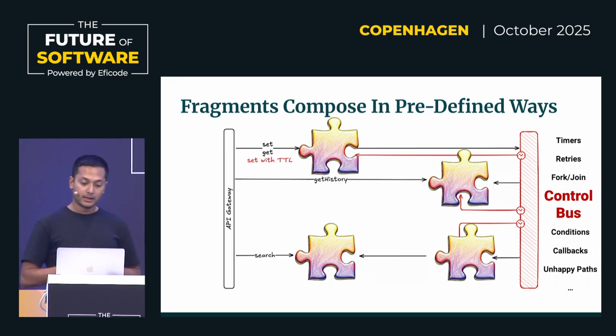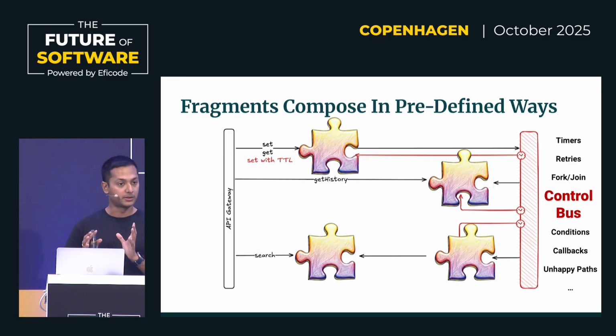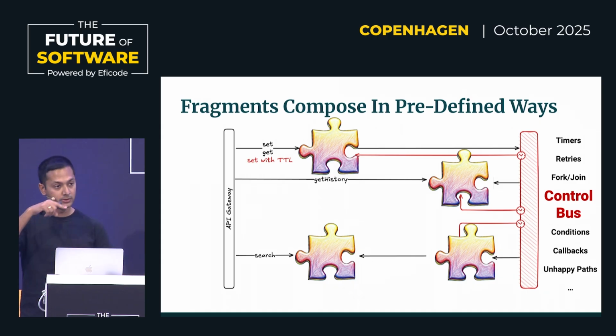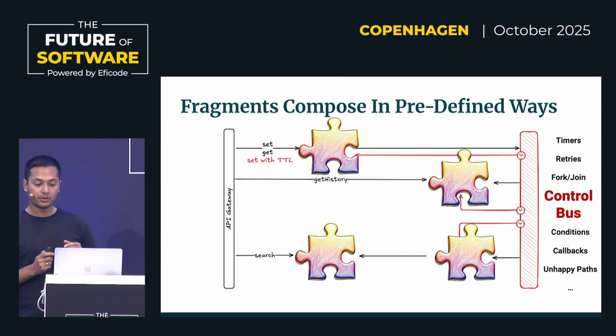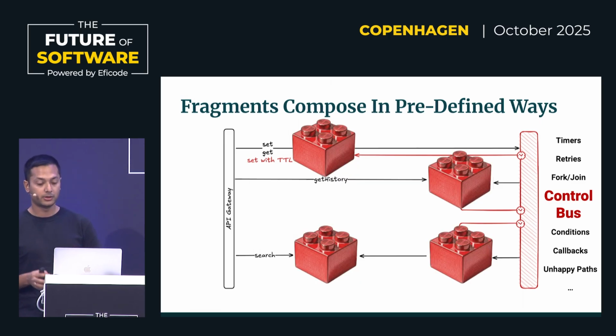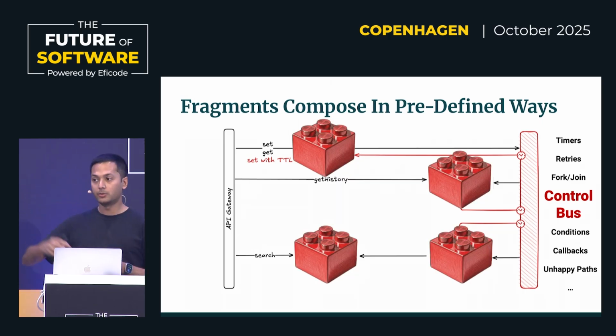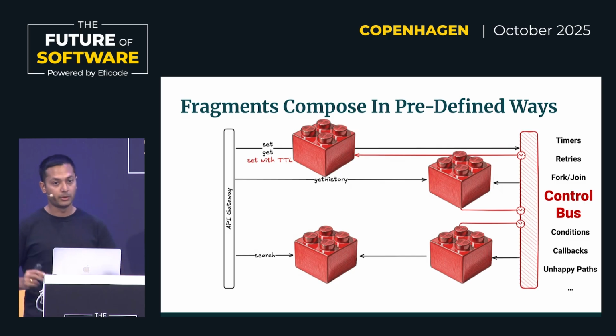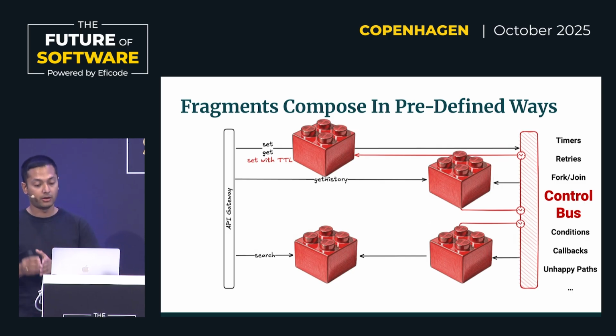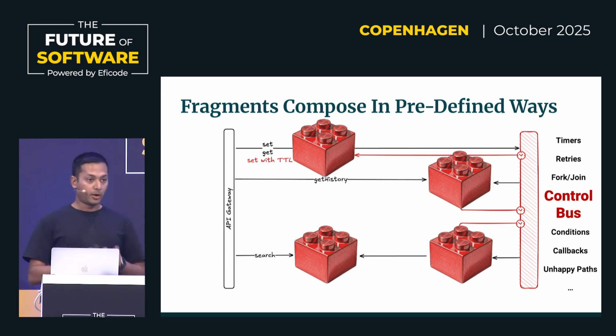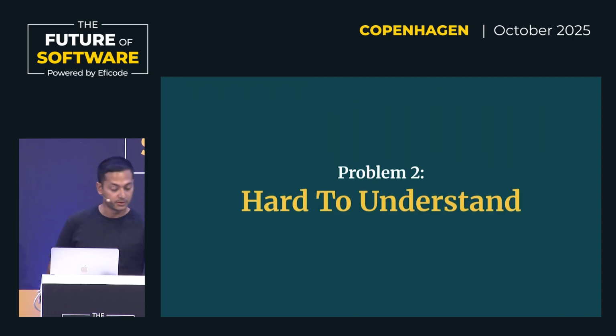Because if we do that, then we would have not puzzle pieces, because puzzle pieces have these grooves that only let it fit in one or two ways. But what we really want to do is to build Lego blocks. So that today we want to serve one use case, tomorrow we want to build something else with the same domain services. And a central orchestration layer or a control layer or a composability layer could help us do that. So that is problem number one. Fragments compose in fixed ways. That makes it a challenge for microservices.